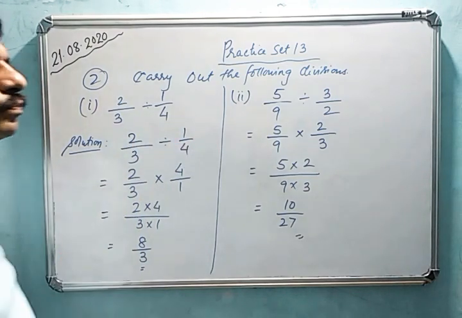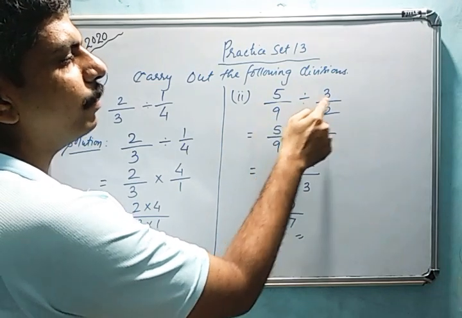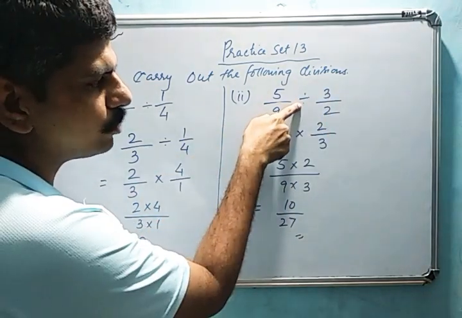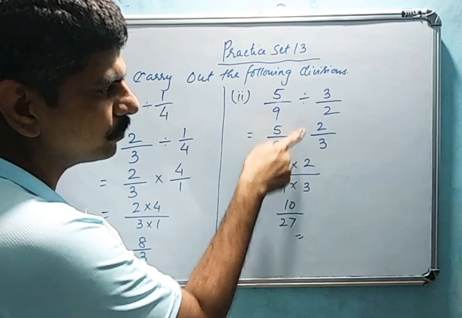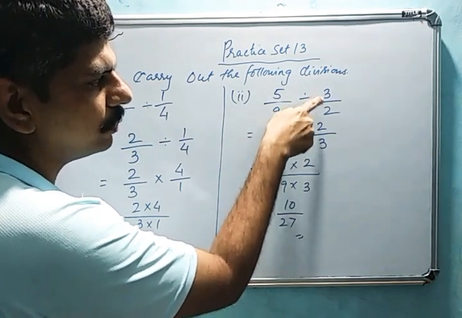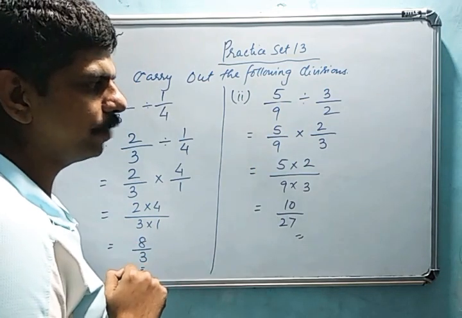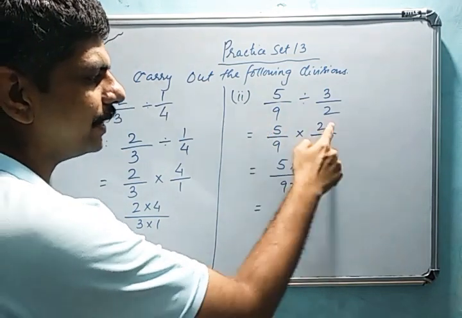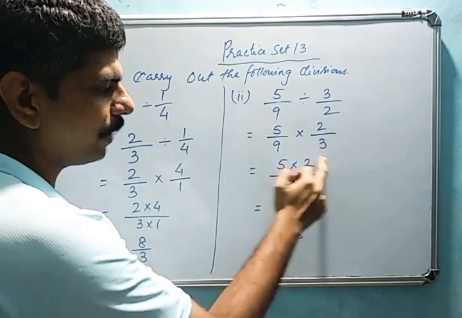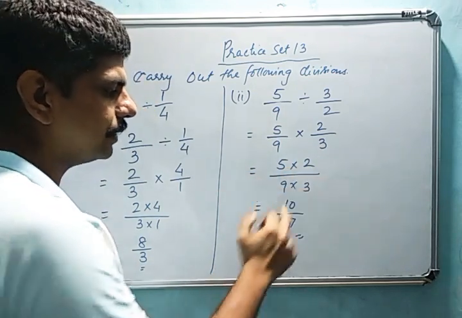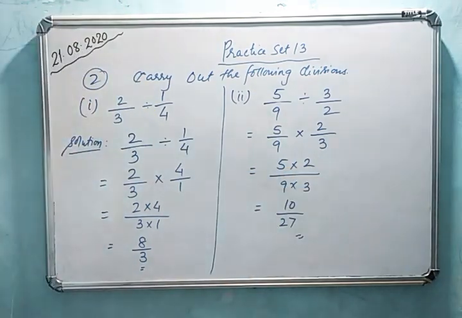Similarly, second one, 5 upon 9 divided by 3 by 2. So in place of division, I will write multiplication and the fraction is written as reciprocal. So 3 by 2 is 2 by 3. Okay. Again multiply 5 into 2 and 9 into 3. 5 2s are 10, 9 3s are 27. So that is how we have multiplied first and second.